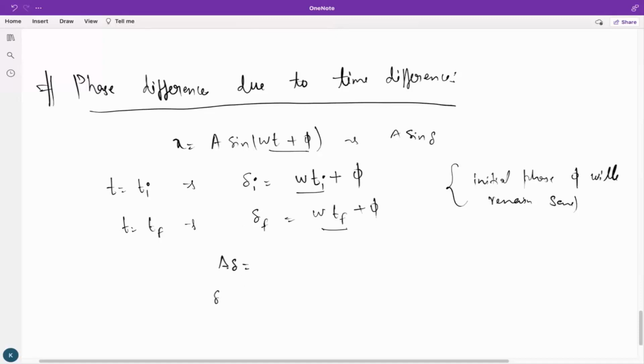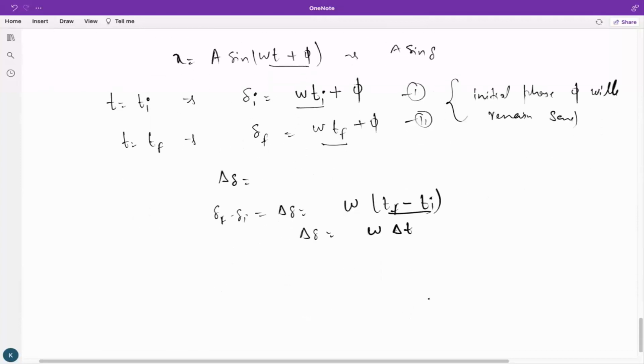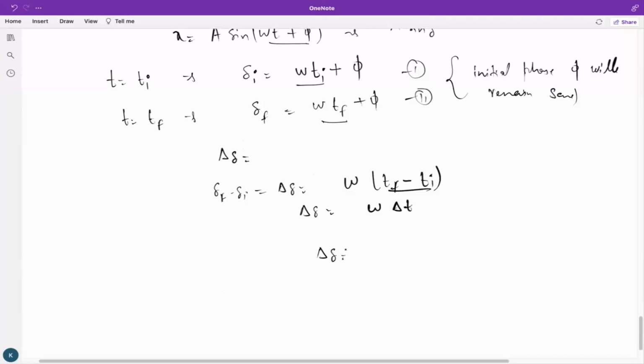So what I'm doing here is del f minus del initial, right? Let me write it here. So when I subtract equation 1 from equation 2, what will we get? Omega into t final minus t initial. So here we get del is equal to omega into delta t, which is the change in phase due to the time difference. And omega we can write as 2 pi by time period into delta t. So this is our result.